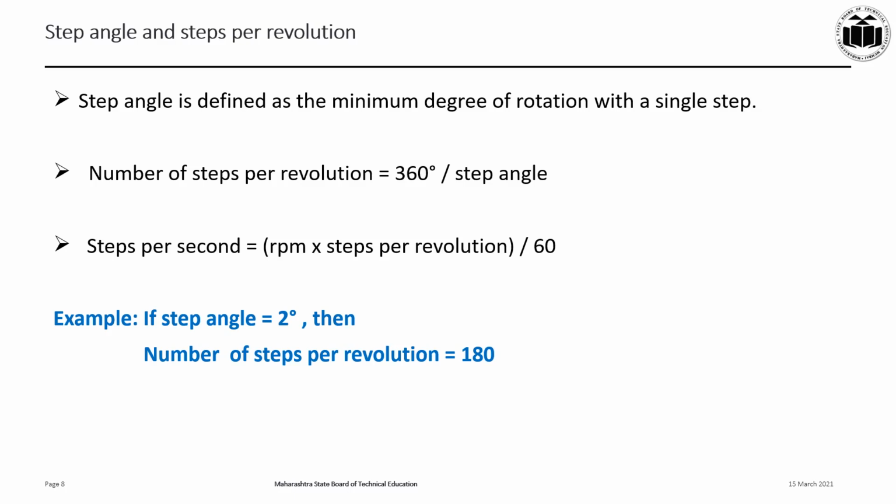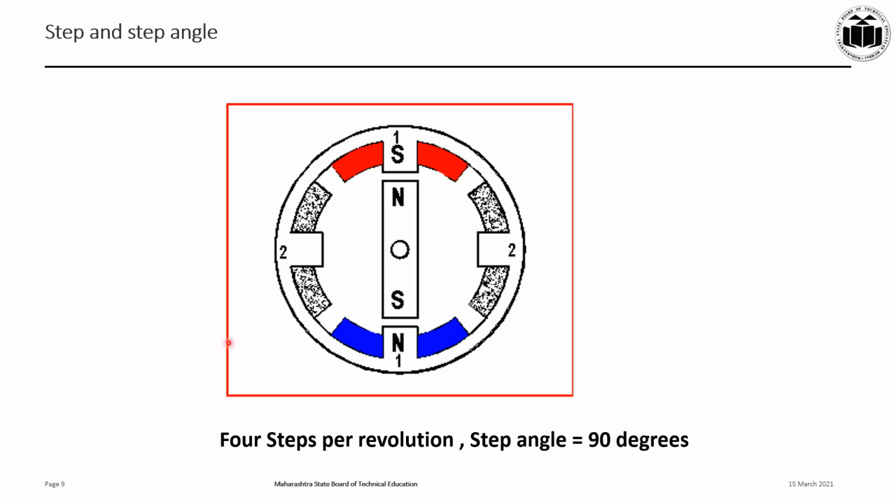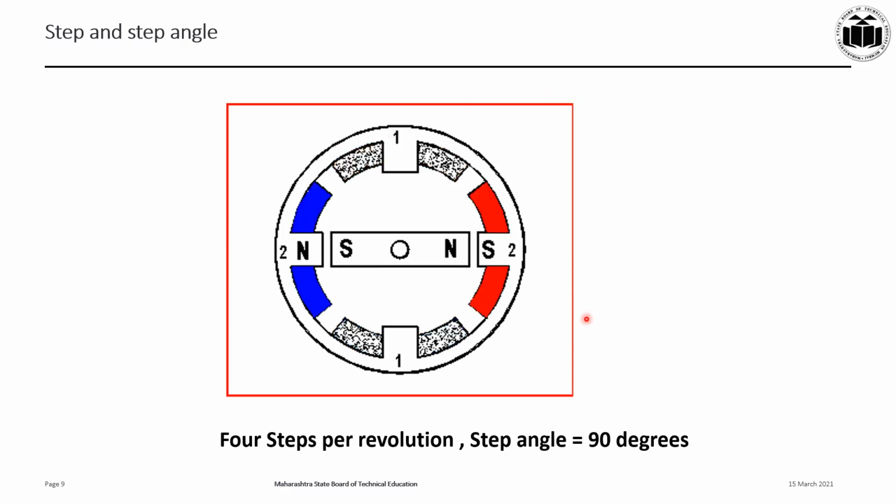So for example, if a stepper motor has a step angle of 2 degrees, then number of steps per revolution is equals to 360 degrees upon 2 degrees, that is equals to 180. That means such a stepper motor which has step angle of 2 degrees will require 180 steps to complete one revolution. This is a cross-section view of a stepper motor.